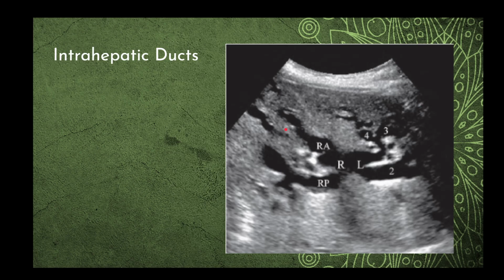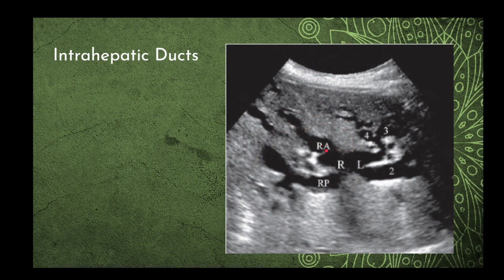Now the intrahepatic ducts are not typically seen by ultrasound. If we can see them, something abnormal is going on. So I don't want to get too much into what the intrahepatic ducts look like because this is very abnormal. We should not see ducts like this. But I did put this picture in here just to kind of show you.